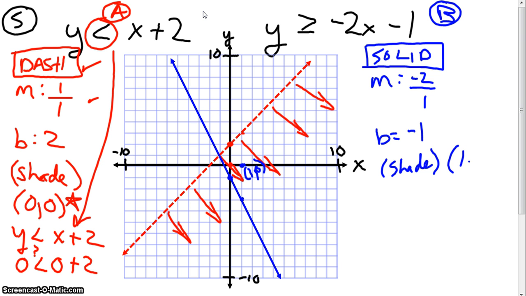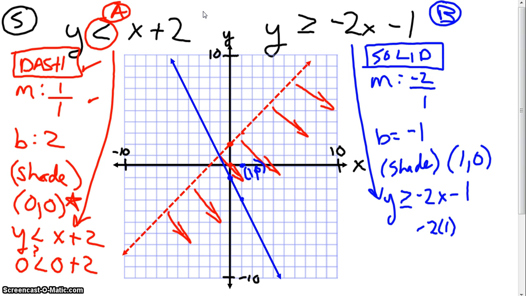So we're going to test 1, 0 in this inequality. Let's rewrite it. Now, Jeremy, tell us how to substitute this point into this inequality. Okay, so you put in 1 for x and 0 for y. So 0 is greater than or equal to -2 minus 1. Is this true? Is 0 greater than or equal to -3? Yes. This is a solution.